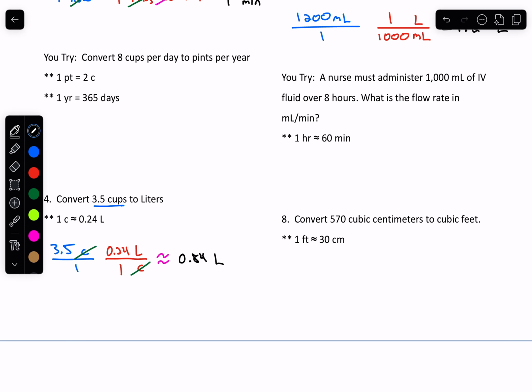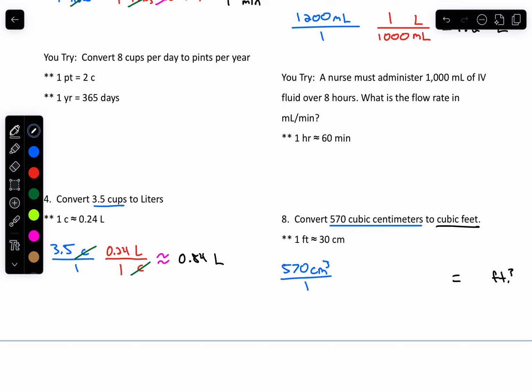Okay, there's another you try. Go ahead and give that one a chance. I'm going to skip straight to number 8, and then I'll come back and go over the 2 you tries. So for number 8, we want to convert 570 cubic centimeters to cubic feet. So 570 cubic centimeters is written as 570 cm cubed, and we're going to put this over 1. And we want to convert this to cubic feet. Okay, so on the right side, I'll put feet to the power 3 for cubic feet.